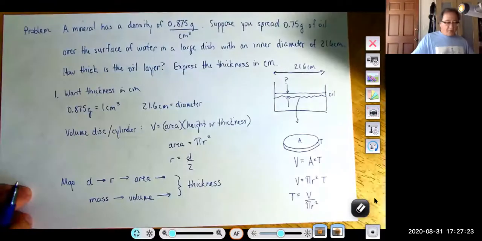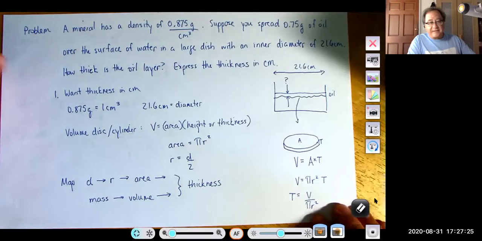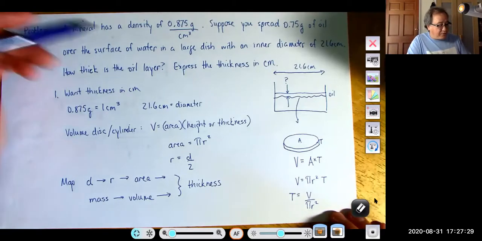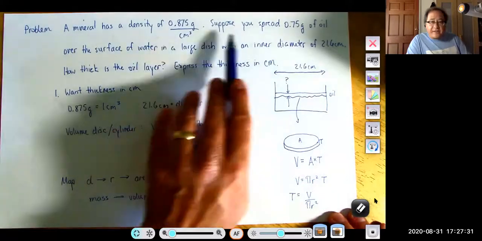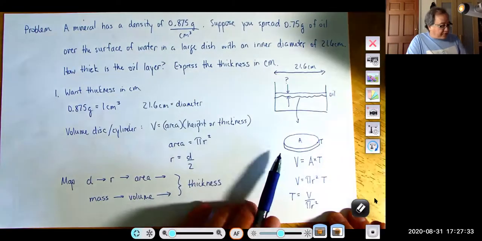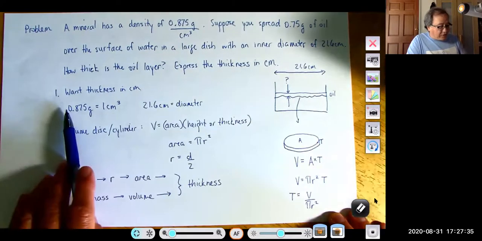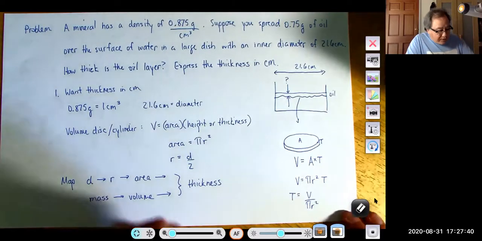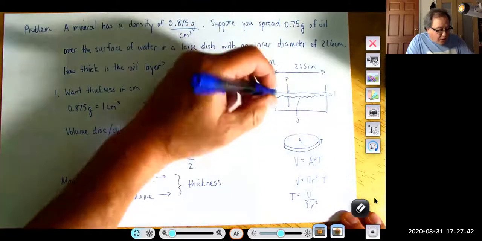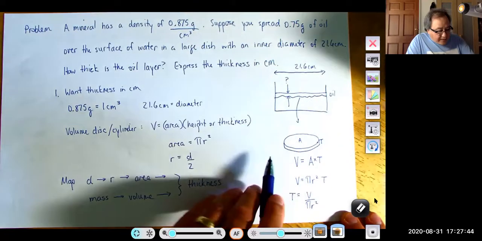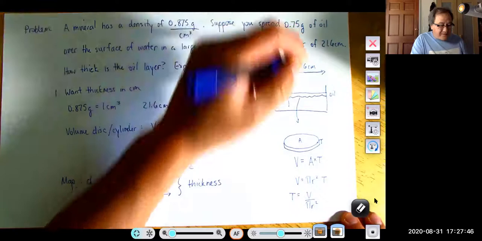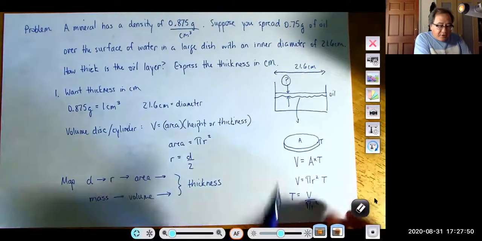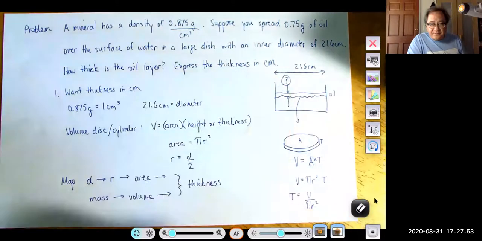So here's a problem where a mineral oil has a density of 0.875 grams per centimeter cubed, and you spread 0.75 grams of the oil over the surface of water. How thick is the oil layer? It also helps to draw a picture. So here's my water with the oil on it, and this question mark here signifies that's what we want to figure out. How thick is that? And the diameter is 21.6 centimeters.